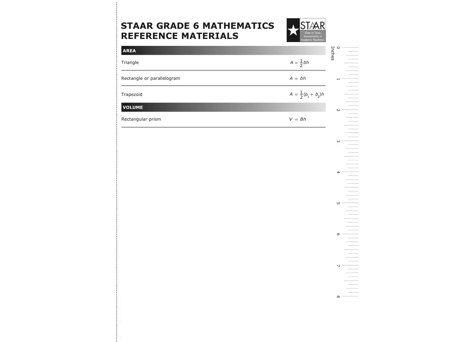Let's take a look at some of the formulas that are provided for the 6th grade mathematics as reference materials. Area of a triangle is 1/2 base times height. Area of a rectangle or parallelogram is base times height. The area of a trapezoid is 1/2 times base 1 plus base 2, times height. And the volume of a rectangular prism is the area of the base times the height, or length times width times height.